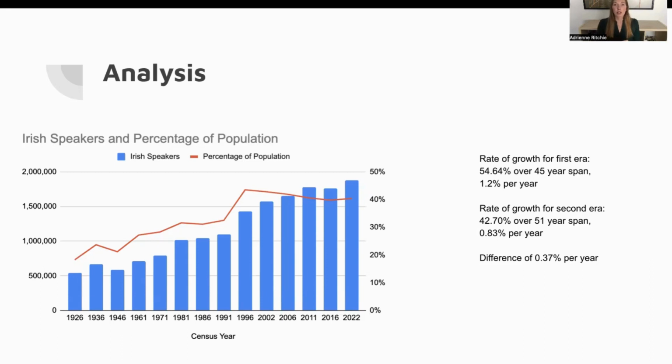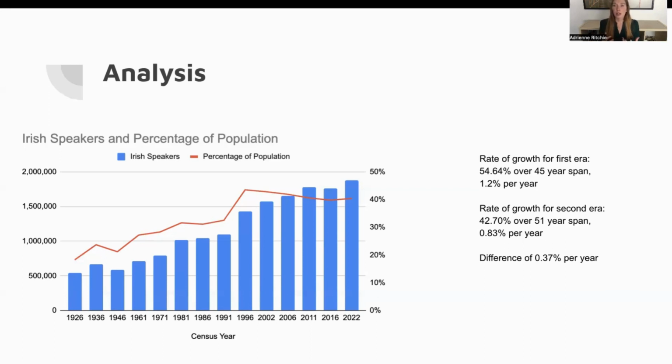So for my research, I looked at these 2 different eras of policy, and then I actually researched every single census that I could find that was done in Ireland from 1926 until 2022. And I found in each census the percentage of Irish speakers recorded and the number of Irish speakers. So I put that information into this graph, as you can see, and I also calculated the rate of growth in each era.